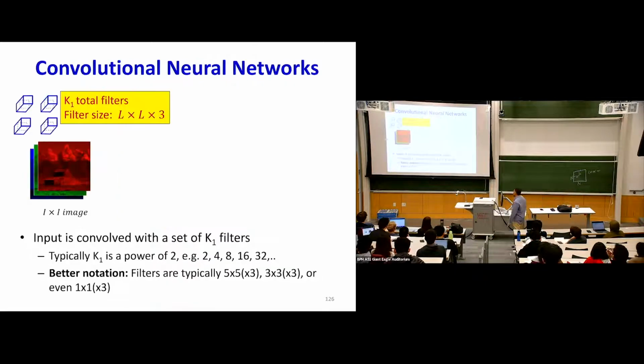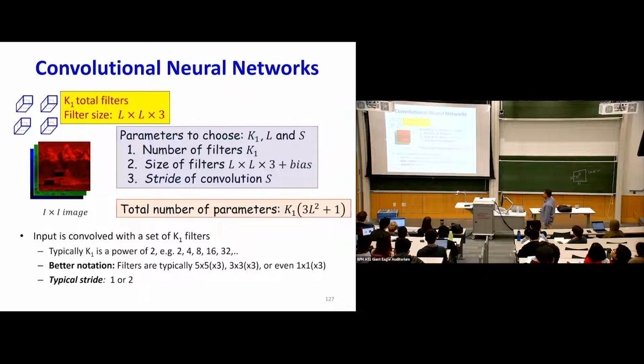So now it's better to call these 5 cross 5 with a parenthesis, 3, just to say that the number of channels is 3. These are all filters that you would learn. These are all parameters that you would have to learn. So the total number of parameters you'd want to choose is how many filters, what is the span, and if it's downsampling, what is the stride, S, when you're convolving.